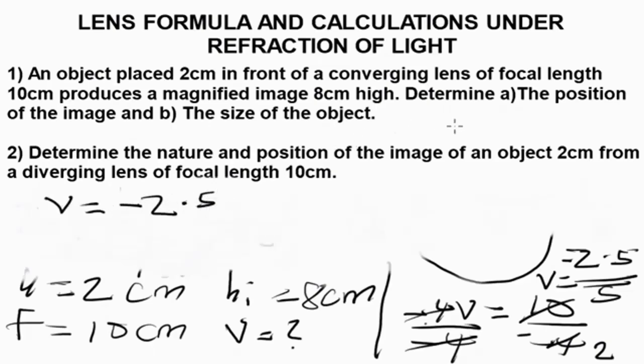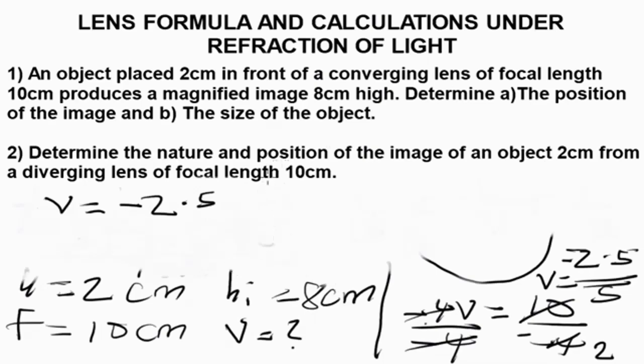That means the position of the image is negative. This image is a virtual image since we got a negative value. Had we got a positive value, it would have been a real image. Now, to find the size of the object, we're going to apply this formula.